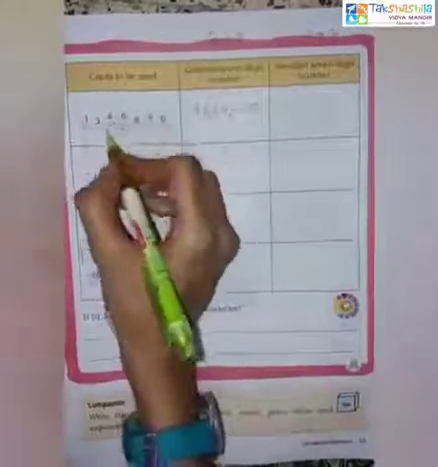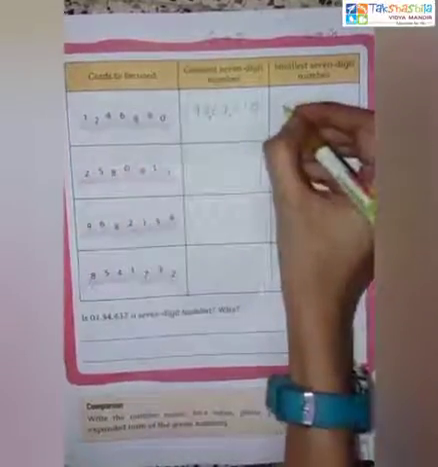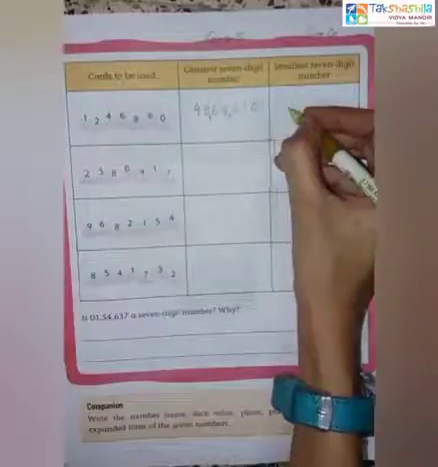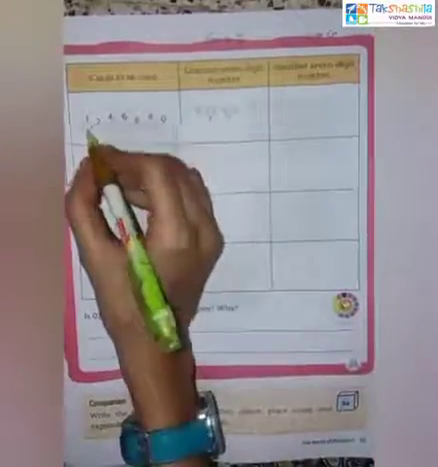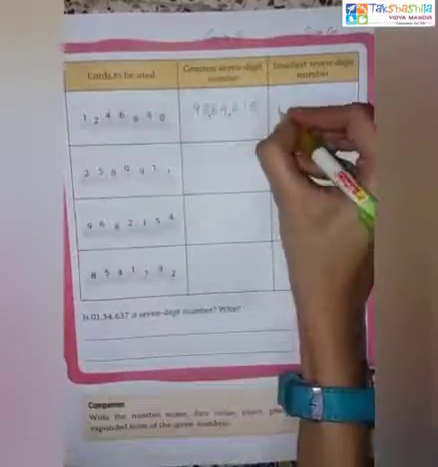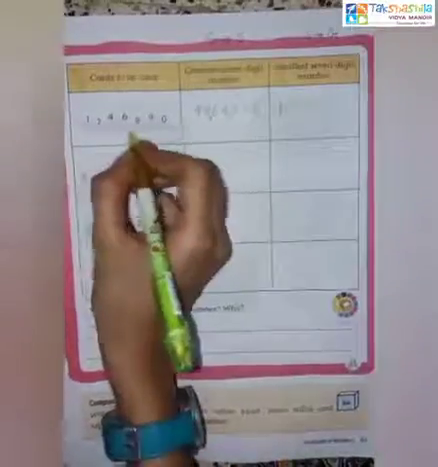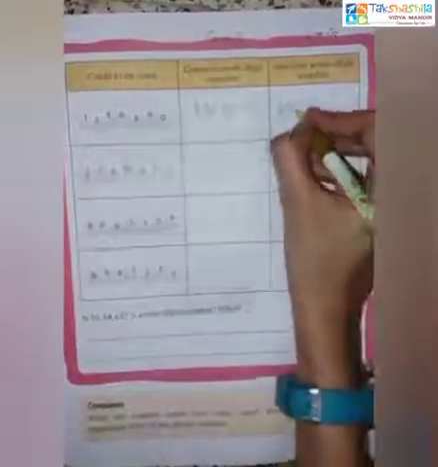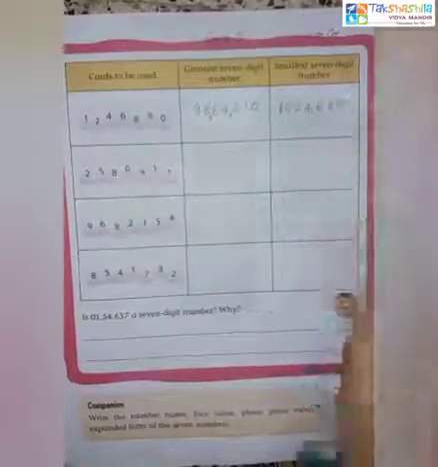Say, among this, which one is the smallest number? 0. Very good. Shall I write 0 as first? No, we should not, because 0 doesn't have any value. So after that, which one is the smallest number among this? Yes, it is 1. So now we can place a 0 after 1. So after that it is 2, then 4, 6, 8, 9.